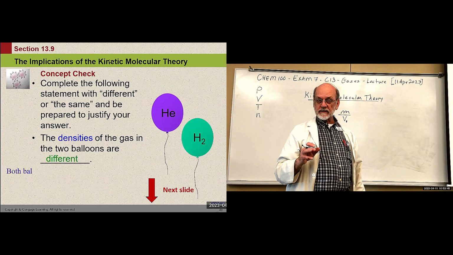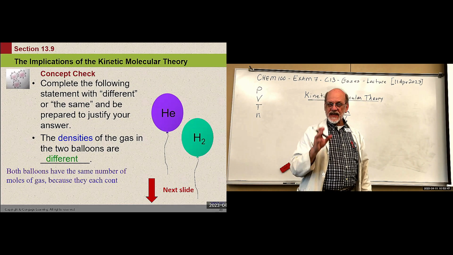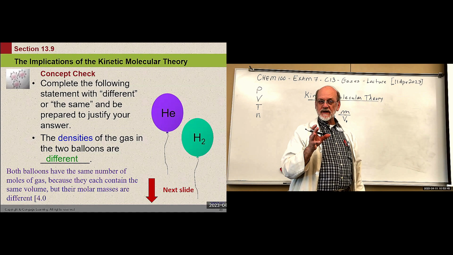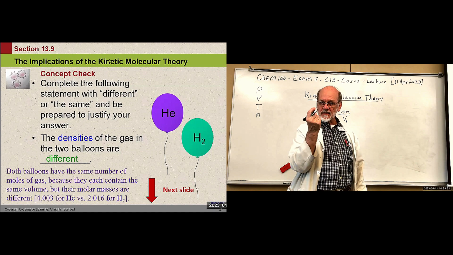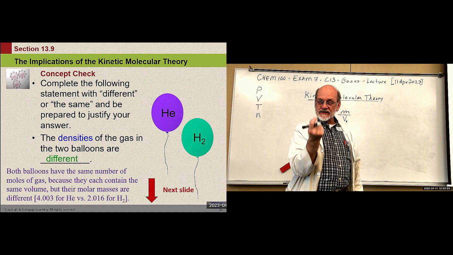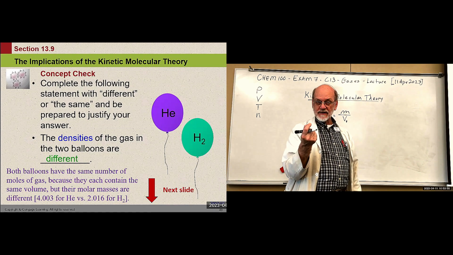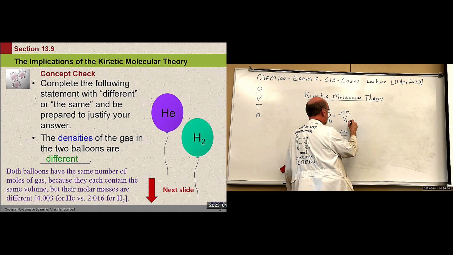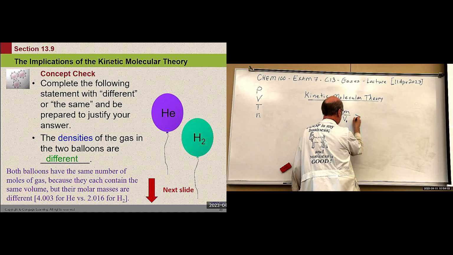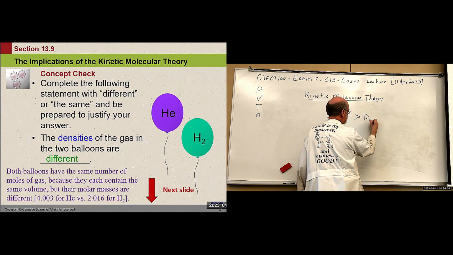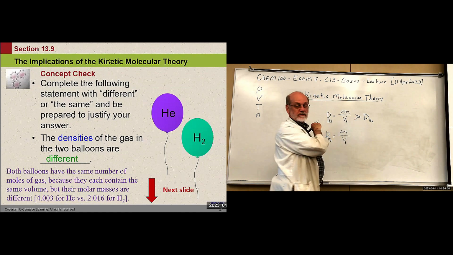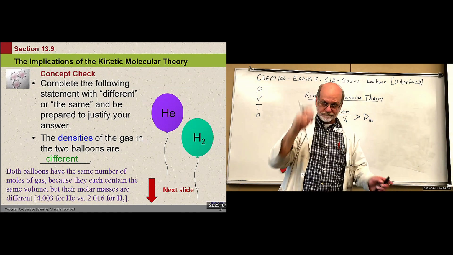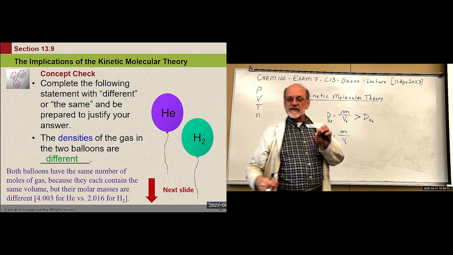So they will be different. They have the same number of moles of gas, but each molecule has a different molar mass. Right? So the density of helium is going to be greater than the density of hydrogen, because the mass is greater. Okay?